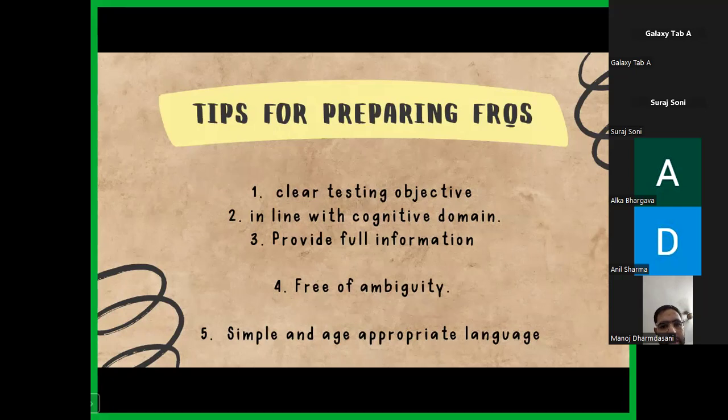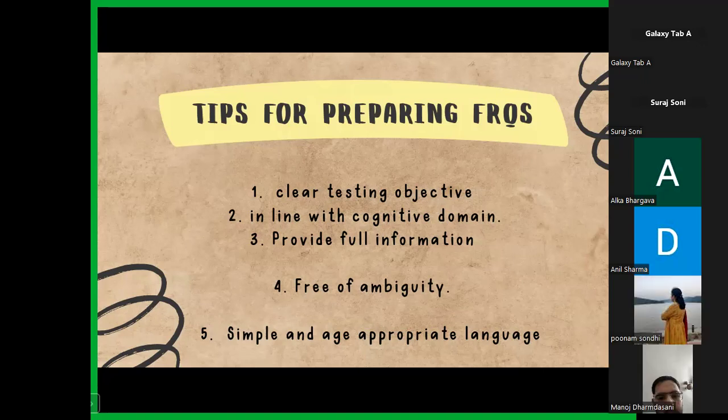Also here we can see that assertion reason kind of questions can be used in MCQs as well as FRQs. How can they be used as FRQ questions? When we seek explanation from the child for the child's answer, then it becomes an FRQ.